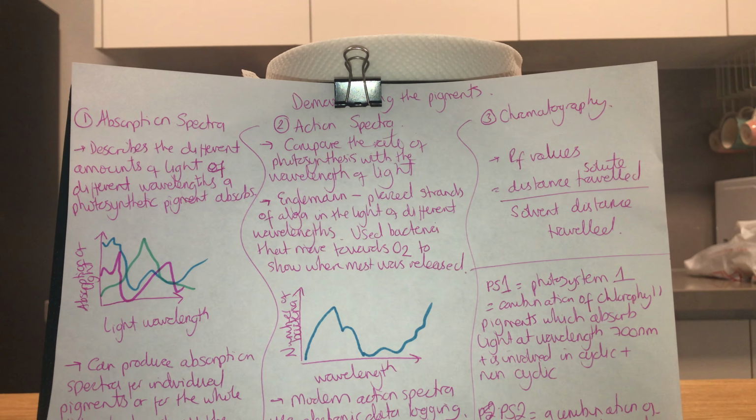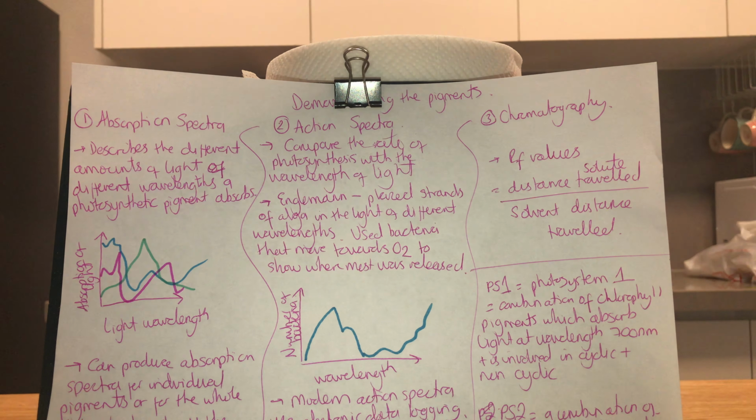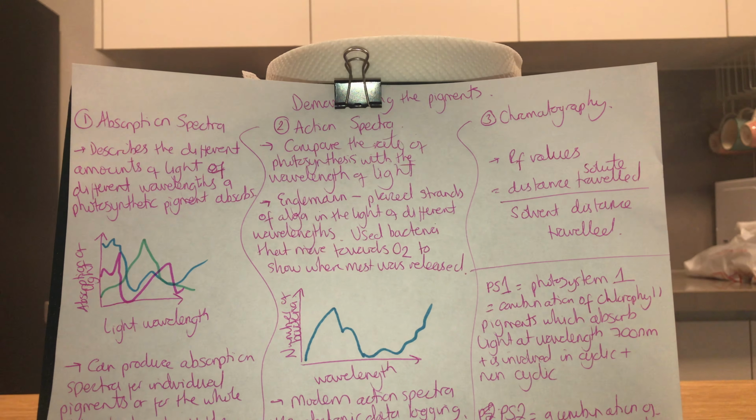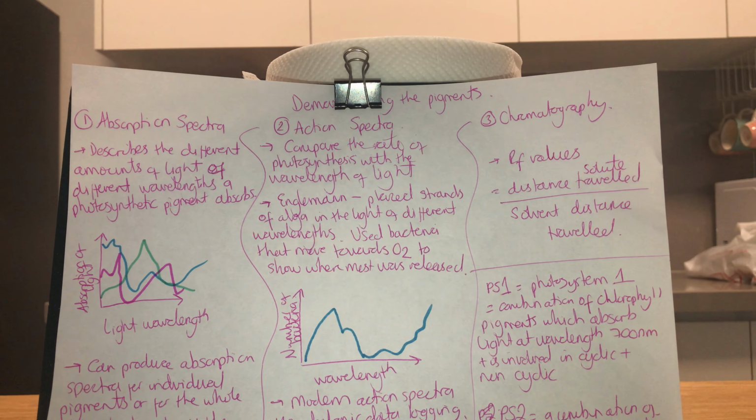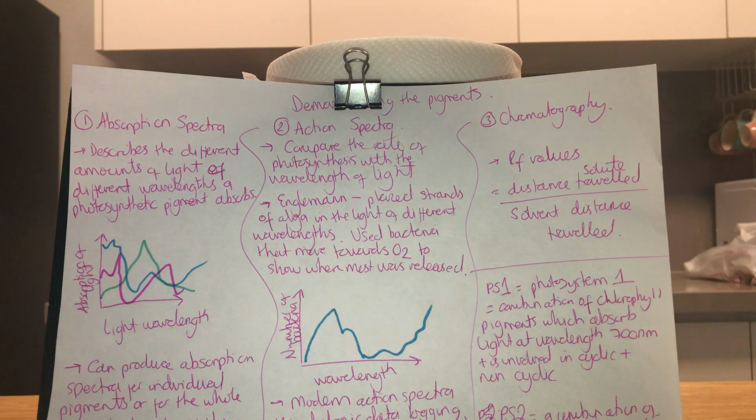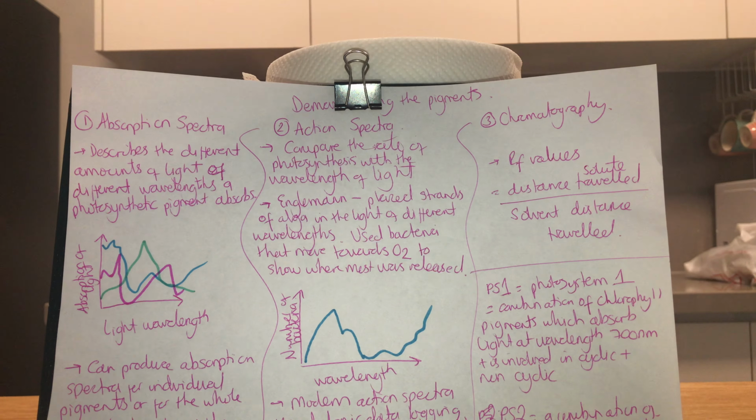So photosystem 1, you have a combination of chlorophyll pigments which absorb light at the 700 nanometer wavelength, and that system is involved in cyclic and non-cyclic photosynthesis. When we look at photosynthesis later, you'll understand what that means. Okay, for now, just accept there's two different phases. So photosystem 1 or PS1 is involved in both, whereas PS2, photosystem 2, is a combination of those chlorophyll pigments, and they absorb at a wavelength of 680 nanometers, and they're involved in the non-cyclic only.